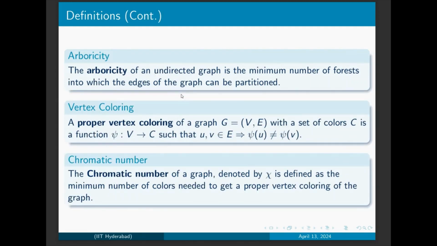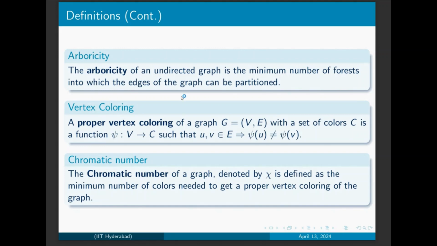Arboricity of an undirected graph is the minimum number of forests into which the edges of the graph can be partitioned. So basically, arboricity and degeneracy are very closely related concepts in graph theory. Both characterize certain properties of the graph related to their sparsity. Both are measures of the sparsity of the graph, how dense the graph can be. A graph with low arboricity or low degeneracy is relatively sparse, meaning it lacks dense substructures. Here we can achieve another relation.